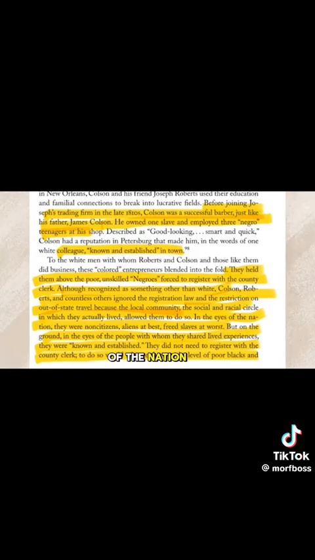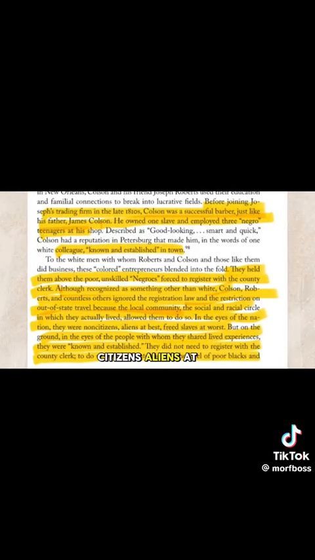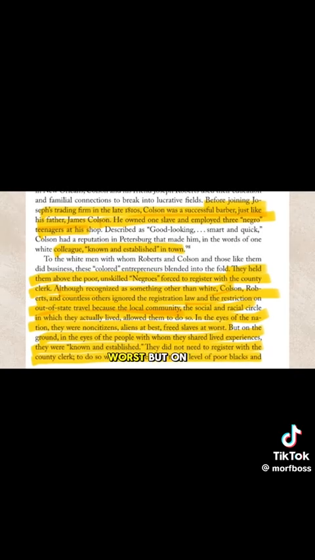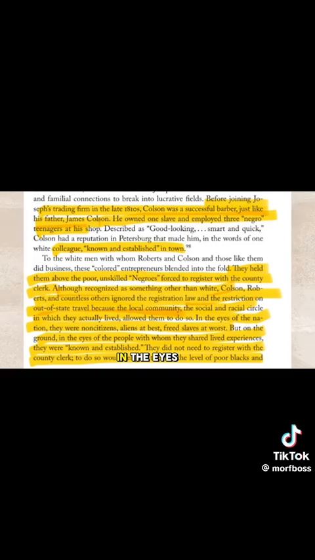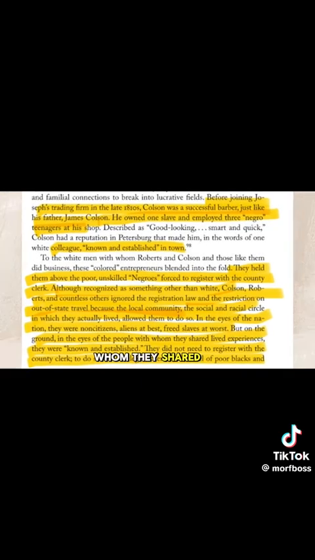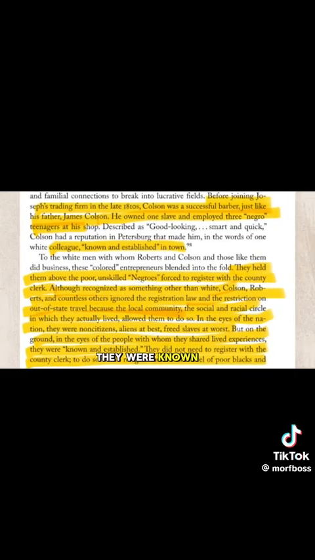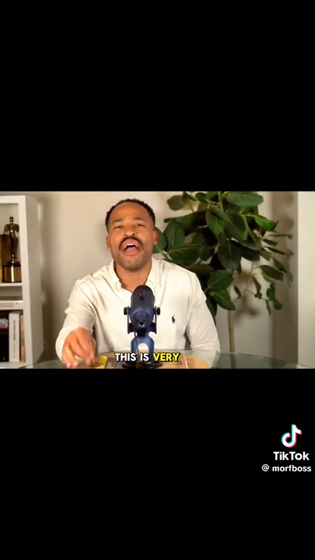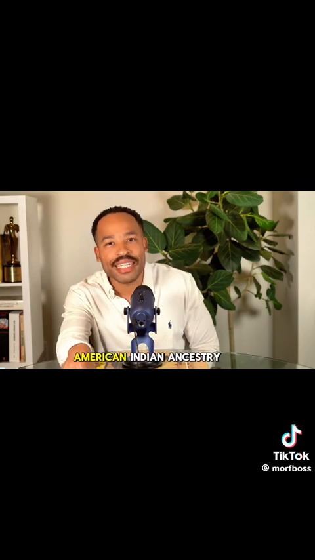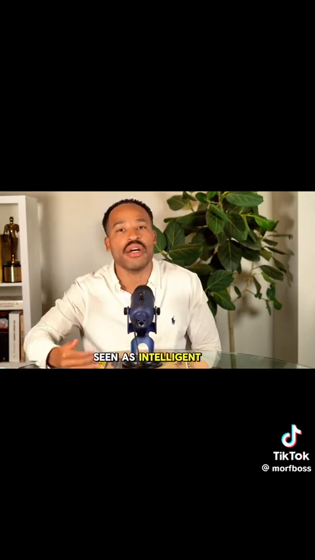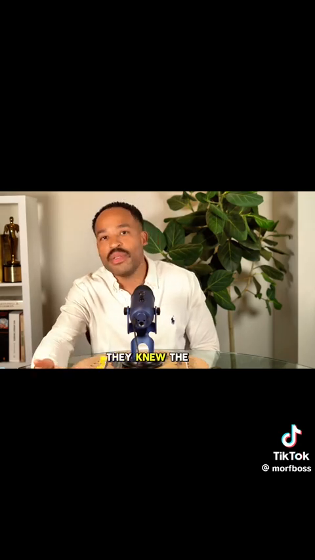In the eyes of the nation, they were non-citizens, aliens at best, free slaves at worst. But on the ground, in the eyes of the people with whom they shared lived experiences, they were known and established. This is very telling of their American Indian ancestry. They were being treated as outsiders, as people who were above the Virginia law because they were seen as intelligent and capable. They knew the land, they knew what products to sell, they knew where to ship, and they knew how to conduct business. So what was that business?